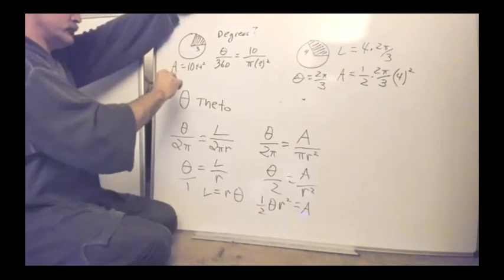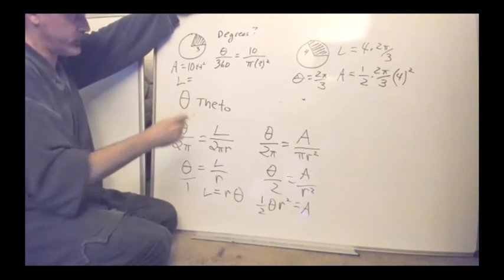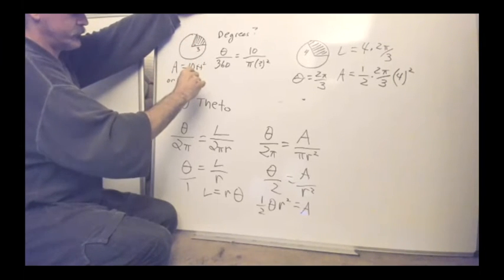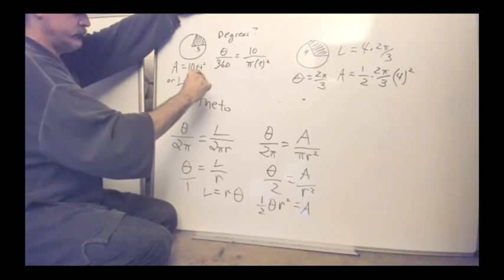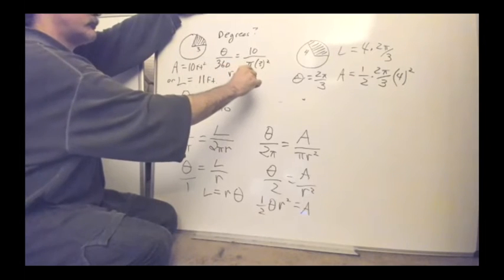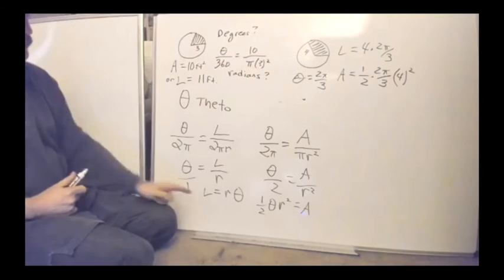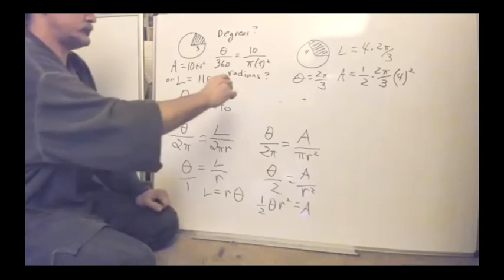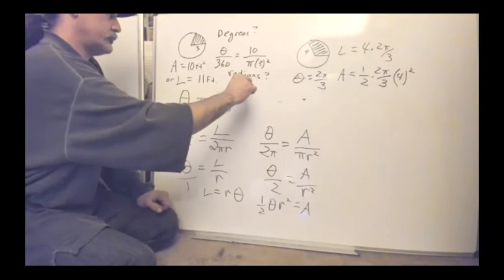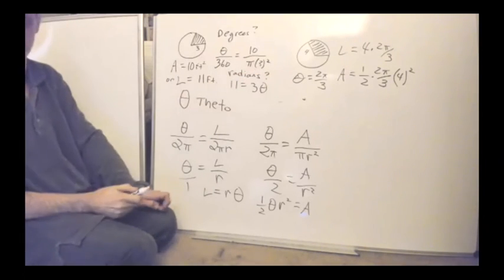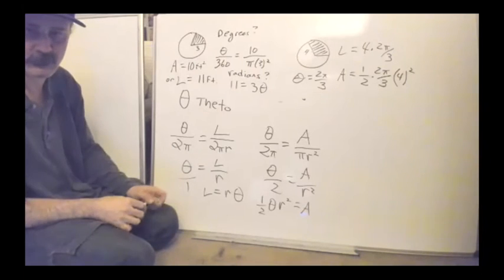Okay, now what if, instead, we're told that the length of the arc was 11 feet. All right, now let's go ahead and find the radians. Well, we can use this one. Okay, so then 11 equals 3 times theta. So notice 11 over 3 would be the radians.